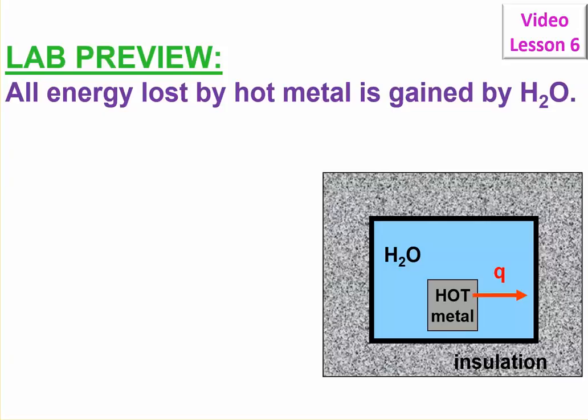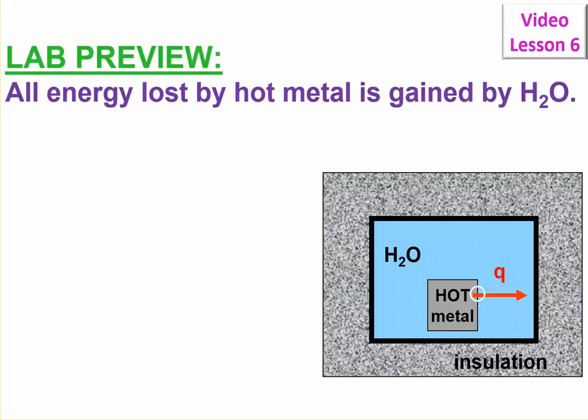In lab, we'll be doing two parts. In one part, you'll put a hot metal into water and keep track of how much the water warms up. In the other part, you'll put a chemical reaction in the water, and again, you'll watch the temperature change of the water. We're going to start by considering the hot metal. When you put the hot metal in the water, heat will leave the metal and go to the water because the water is cooler.